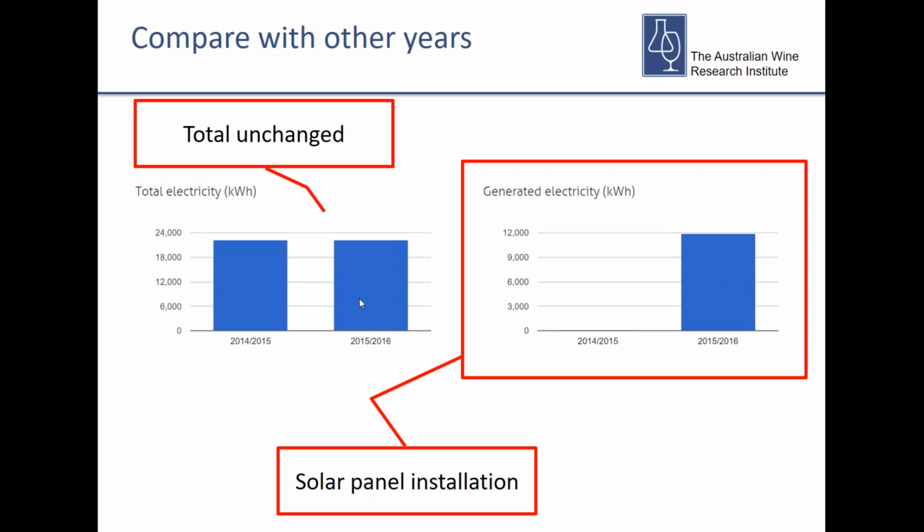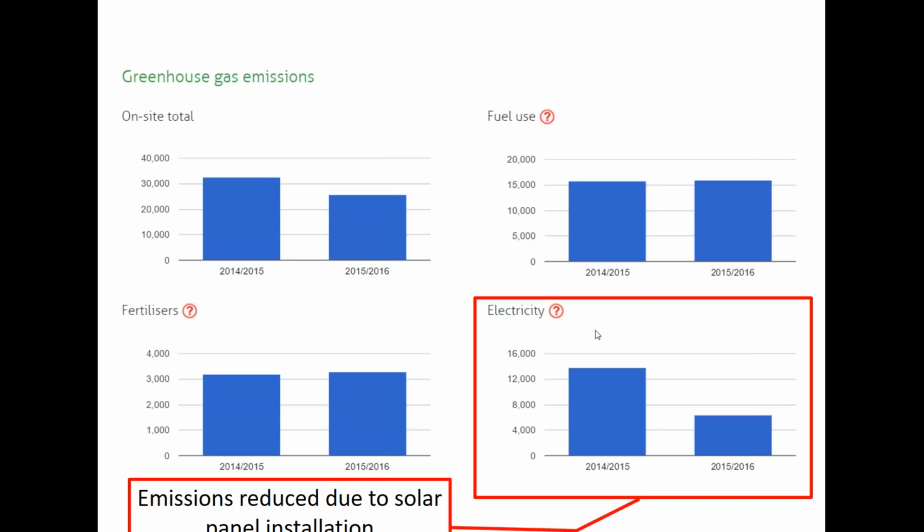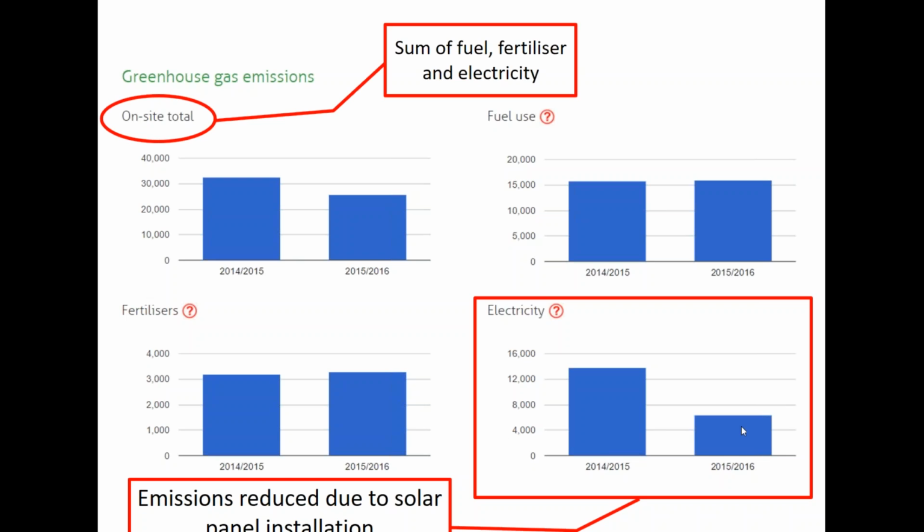It's different when we get to greenhouse gas emissions though. So looking at greenhouse gas emissions now, this is down the bottom of that report. If we look at electricity, now we're not talking about total electricity, we're talking about the greenhouse gas emissions related to the electricity that you have used. And you can see here that that difference, because you've generated some solar electricity, is that the emissions you've generated are much lower this year compared to last year.